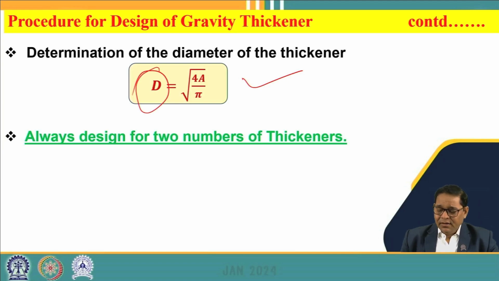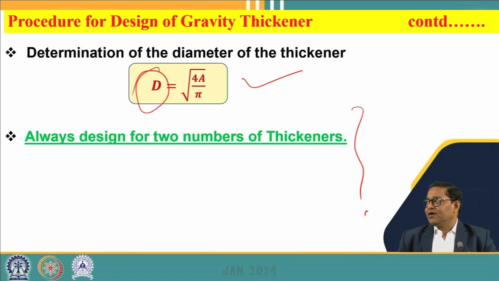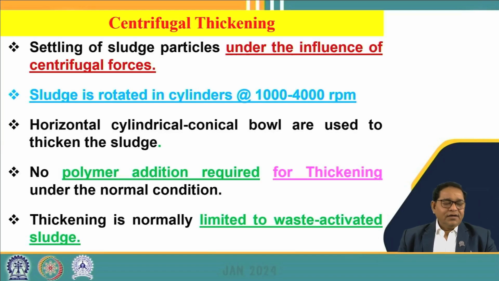And then after designing the system, whenever we design a gravity thickener, we also have to design a standby unit, so that if one goes out of operation, another can be used for continuity of the treatment process. Then there is another type of thickening process, that is the centrifugal thickening process.